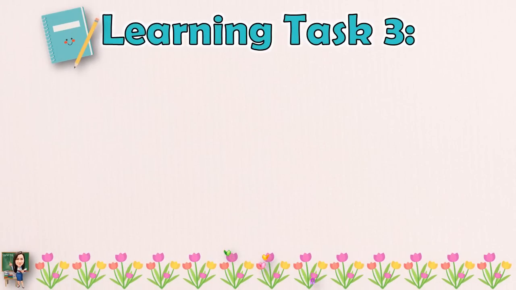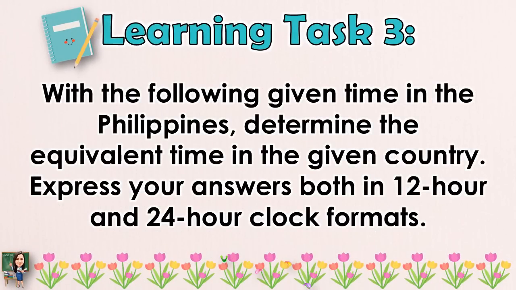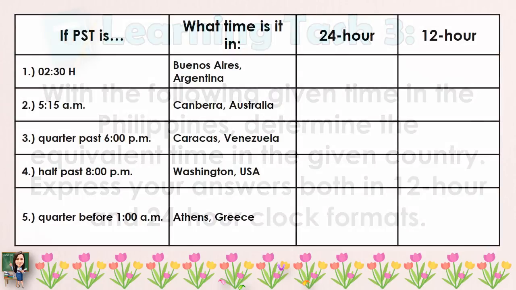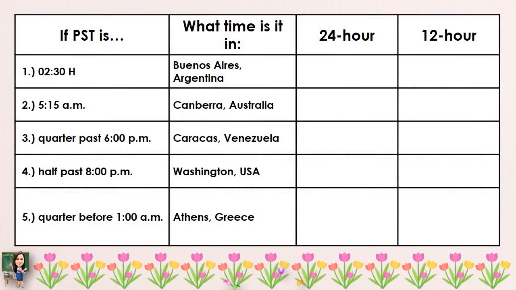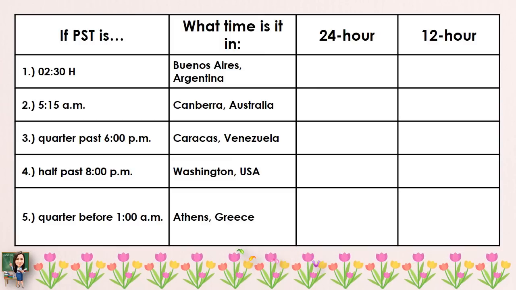For Learning Task 3, with the following given time in the Philippines, determine the equivalent time in the given country. Express your answers both in 12-hour and 24-hour clock formats. Number 1. If Philippine Standard Time is 2:30 hours, what time is it in Buenos Aires, Argentina?